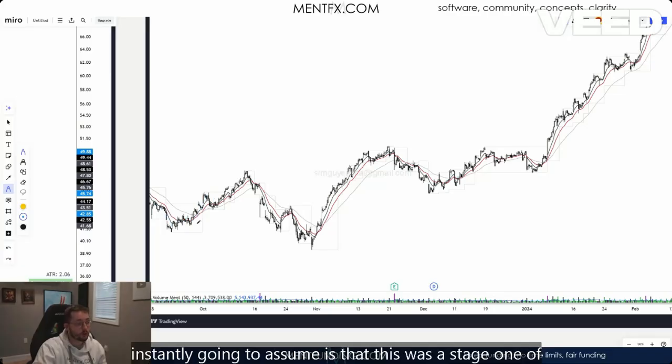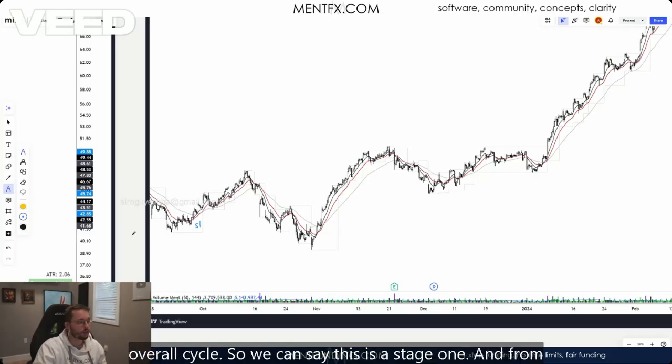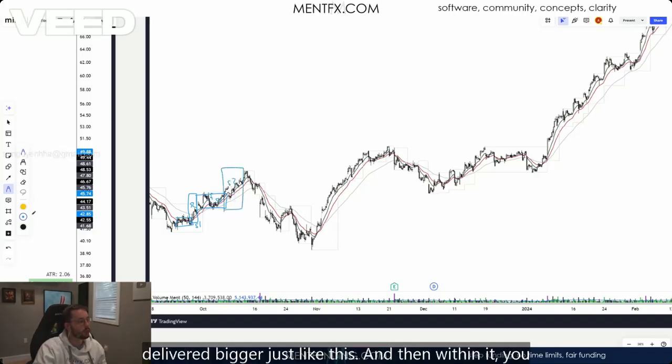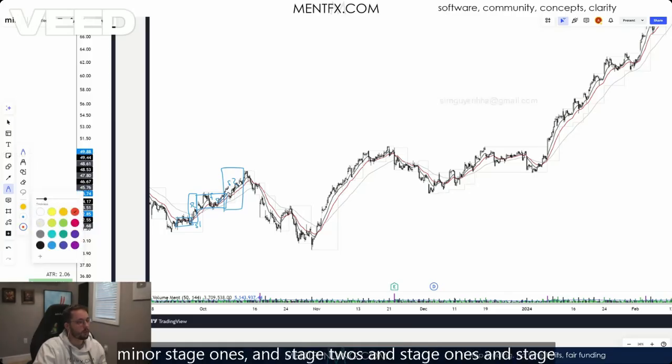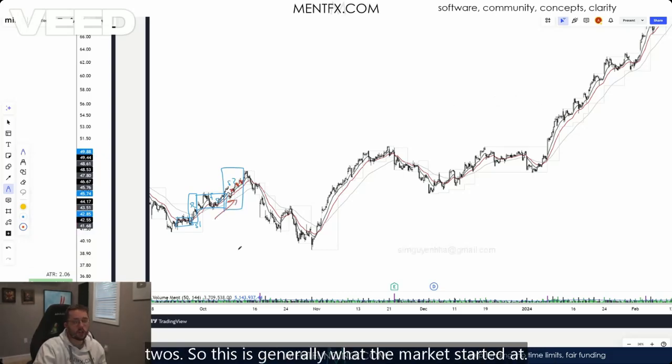So what we're instantly going to assume is that this was a stage one of some sort, because again, we can start anywhere in the overall cycle. So we can say this is a stage one, and from there, stage one into a stage two, into a stage one that had an F inside of it, so that's a flush, into a stage two, which actually looks like it delivered bigger, just like this. And then within it, you could have argued you had, let's say, the minor stage ones and stage twos and stage ones and stage twos.